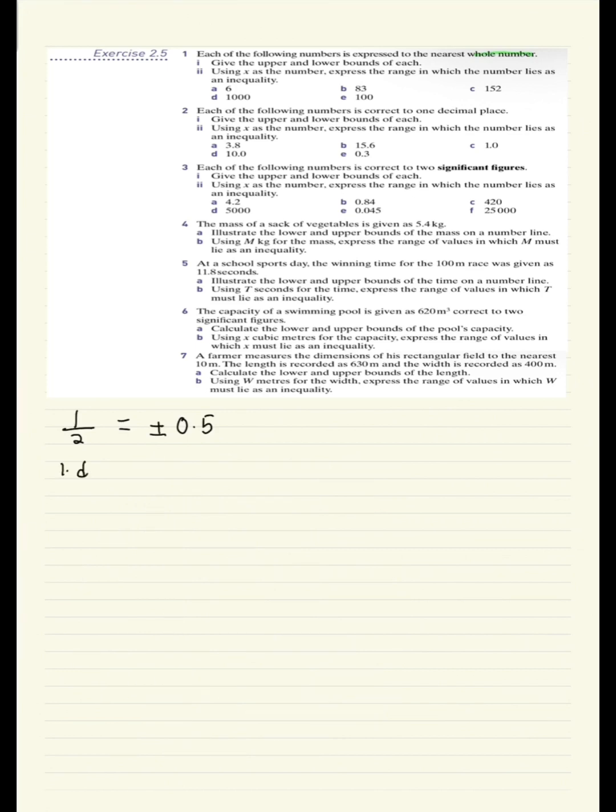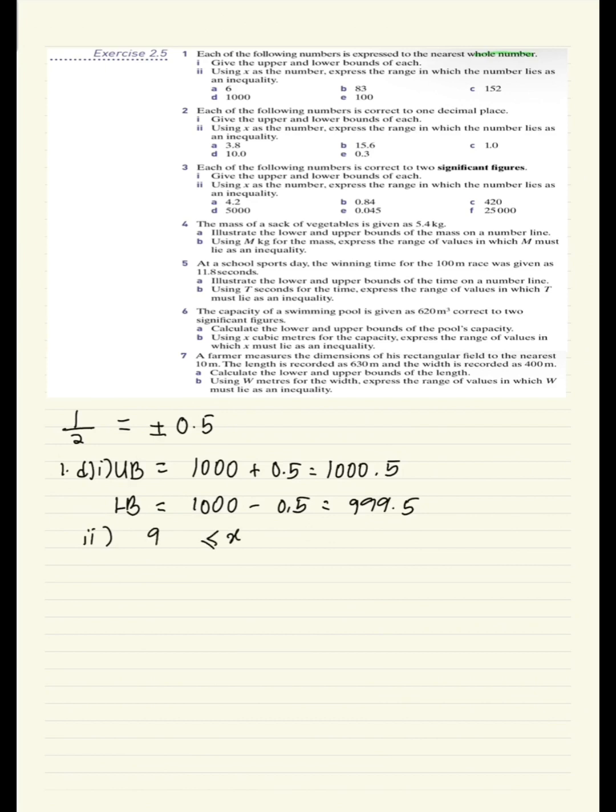Let's look at question D. 1,000. So to find the upper bound, I'm going to plus 0.5, which would give me 1,000.5. And to get the lower bound, I'm going to minus 0.5, which would give me 999.5. Now to express this as a range, it is more than or equivalent to 999.5 and it is less than 1000.5.